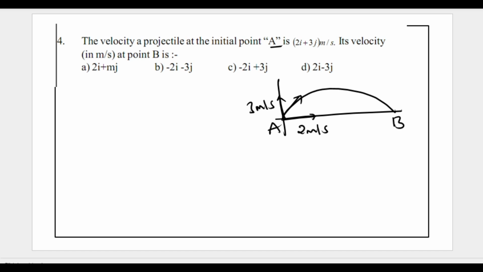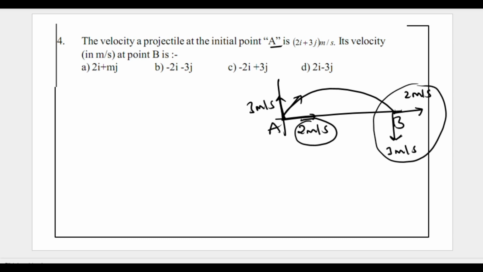We already know very well that along the x direction the horizontal motion remains constant. It moves with a uniform velocity. So at B also, along the x direction, its velocity is 2 meter per second. But in the y direction, initially it is in the upward direction, while at striking, its velocity is in the downward direction, that is 3 meter per second. Then write this one at point B in vector form.